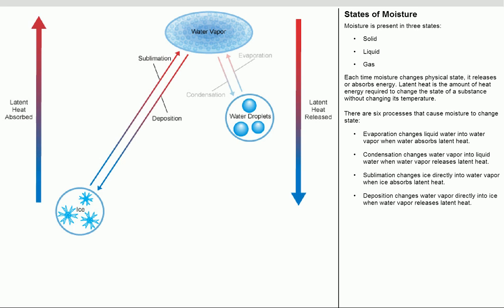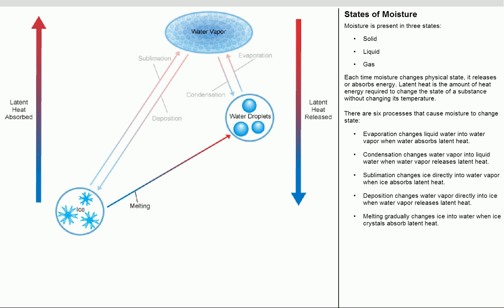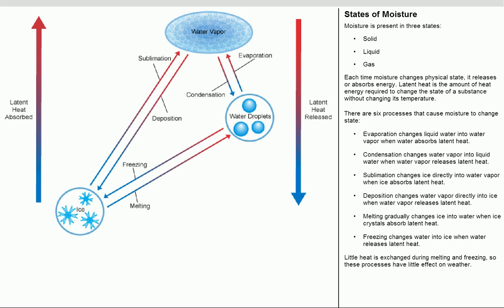Conversely, deposition changes water vapor directly into ice, for example, during frost formation. During deposition, water vapor releases latent heat. Melting is a gradual process that changes ice or snow into water. As it melts, the ice crystals absorb latent heat. And finally, freezing changes water into ice. As water freezes, it releases latent heat.